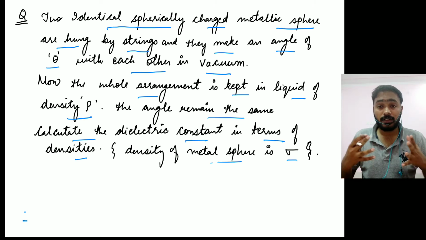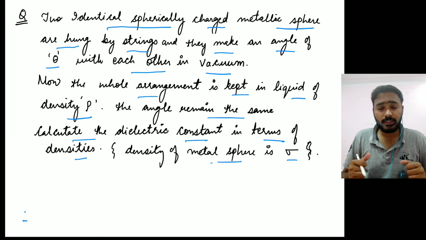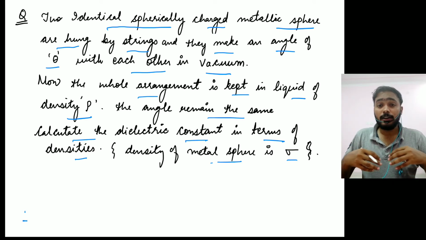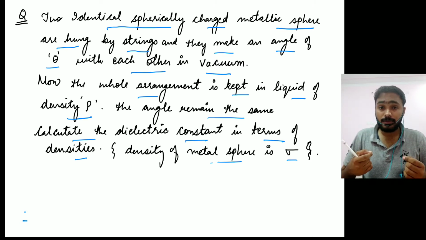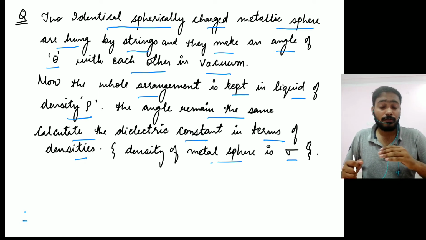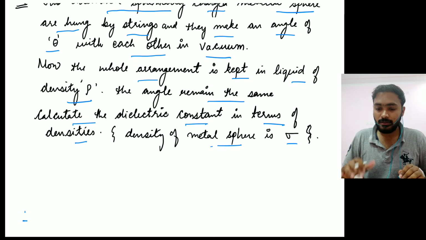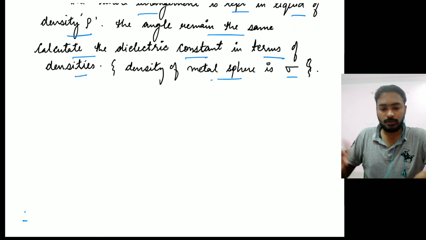We are asked to find out the dielectric constant, right? So we know what dielectric constant is. The dielectric constant of any medium is the ratio of the force of interaction between any two charged particles or metal spheres kept at some distance r in vacuum to that in the medium. That is something which we have to find out. Okay, so let's do according to the question.